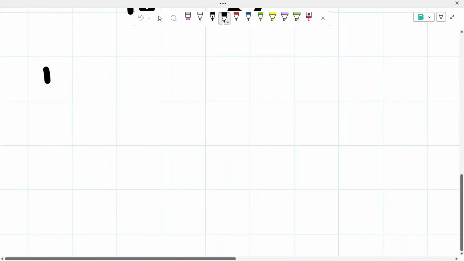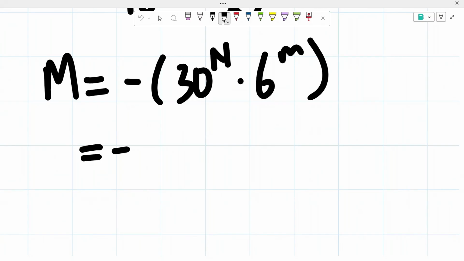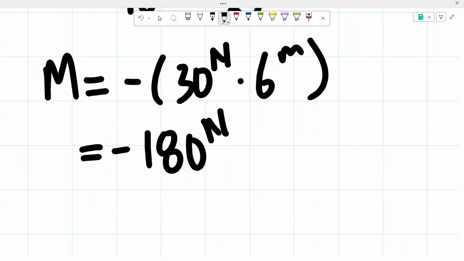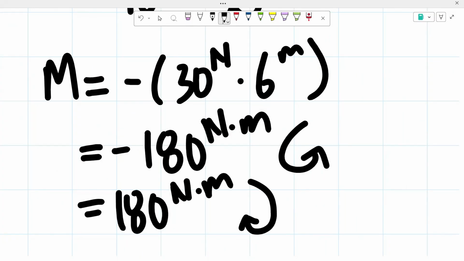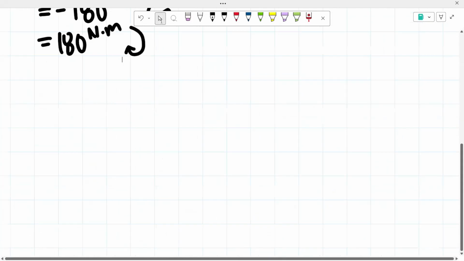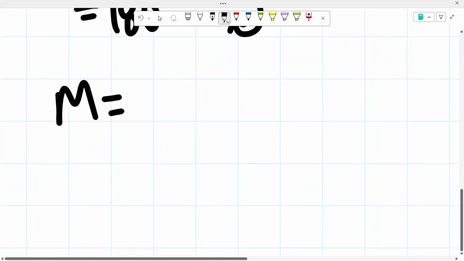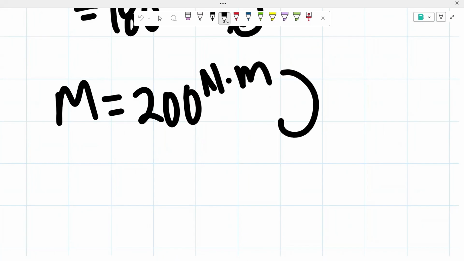So our moment for that one is equal to negative 30 newtons times 6 meters. That should give you negative 180 Newton meters going counterclockwise. So that means 180 Newton meters going clockwise. And then from there, we just have our 200 Newton meters going clockwise as well.